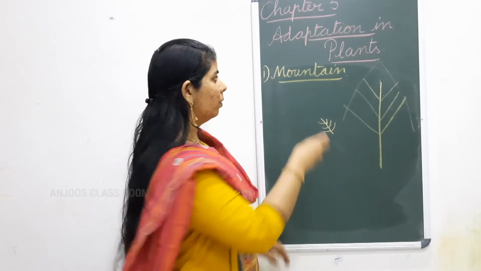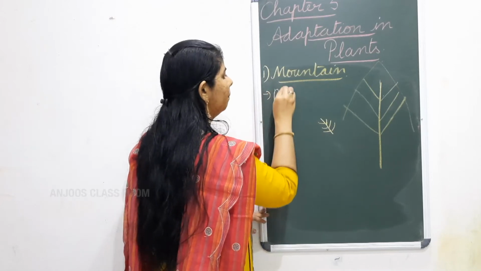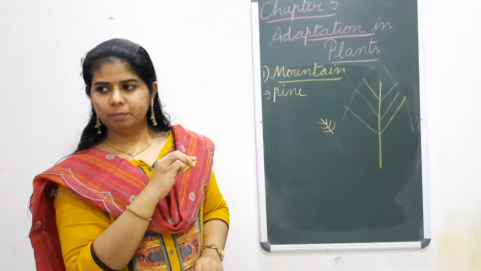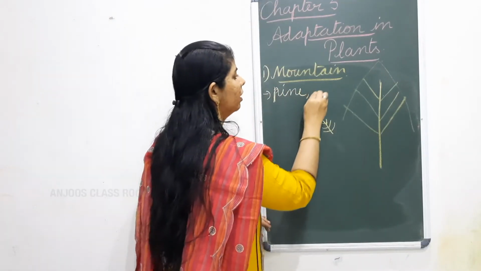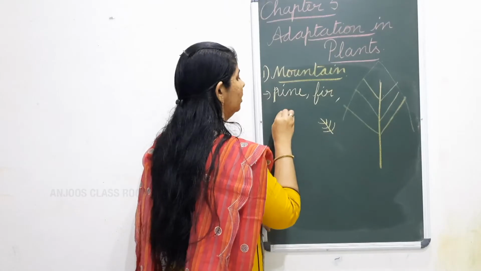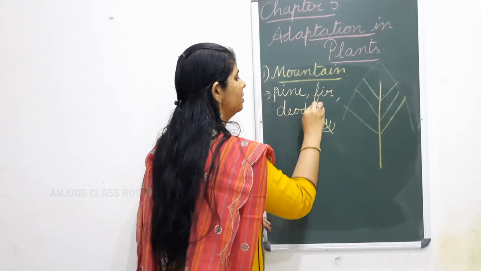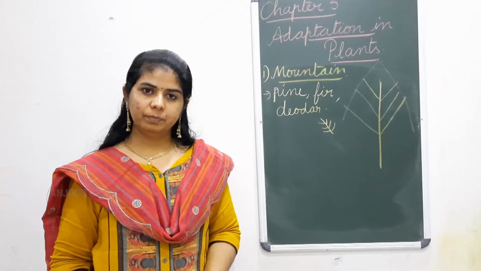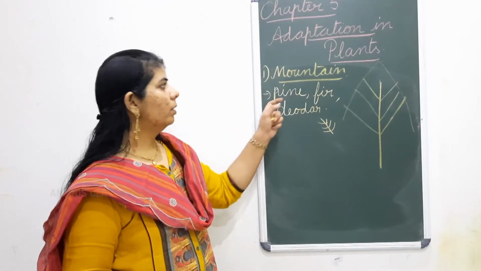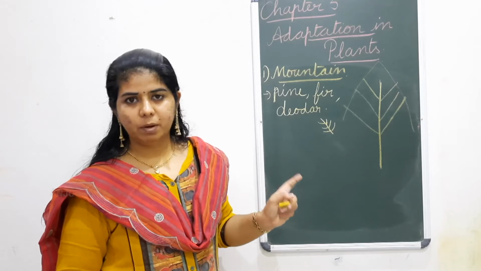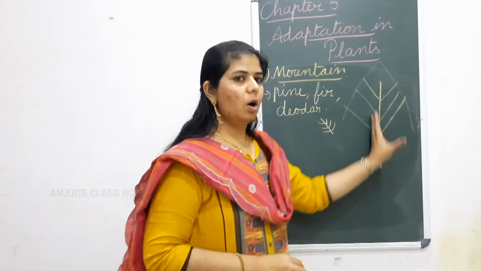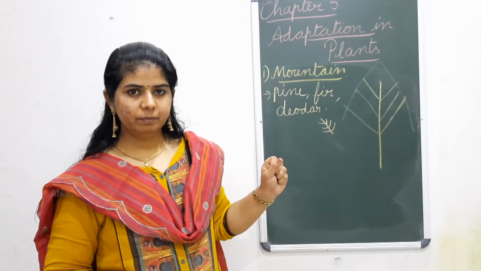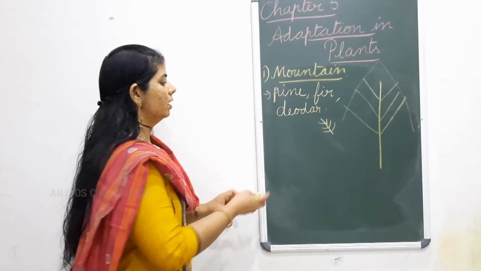Some examples of the mountainous trees are pine tree. Pine. Here in some areas it is very common. Pine tree. Then fir, F-I-R, fir. Then deodar. These are some of the trees you could find in this mountain regions. Yes, that is about the mountain plants. The plants growing in the mountain region, which I said it is very tall, straight and conical shape. The leaves are needle shaped. Do you understand it? Now we come to the next one.